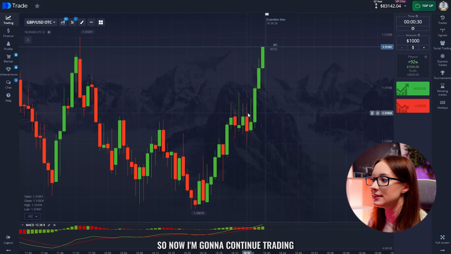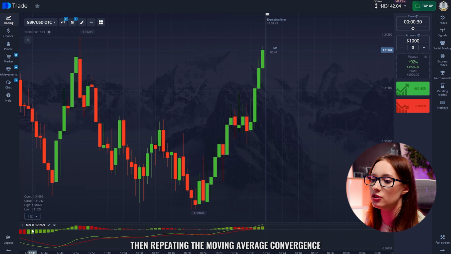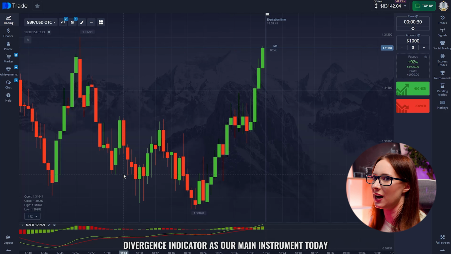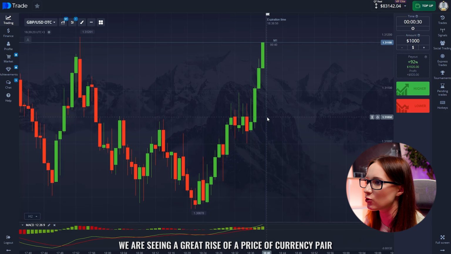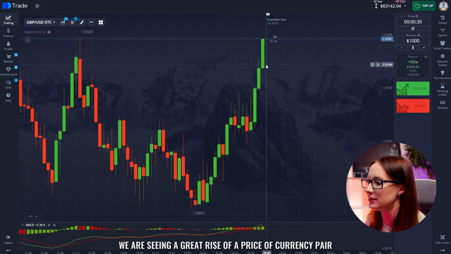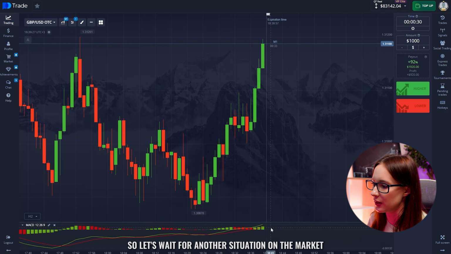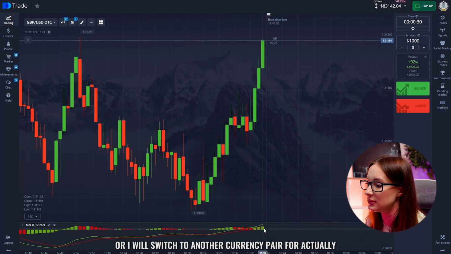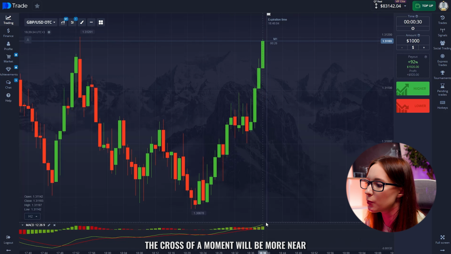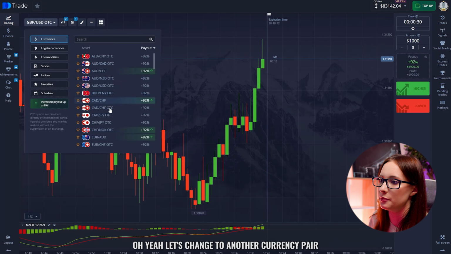So now I'm going to continue trading using the MACD strategy, again the moving average convergence divergence indicator, as our main instrument today. And now we are seeing a great rise in the price of a currency pair, but of course there's going to be a pullback. So let's wait for another situation on the market, or I will switch to another currency pair where the crossover moment will be nearer. So let's wait. Oh yeah, let's change to another currency pair.